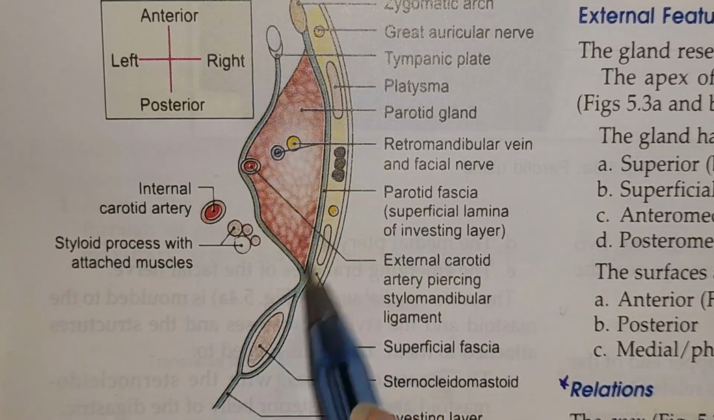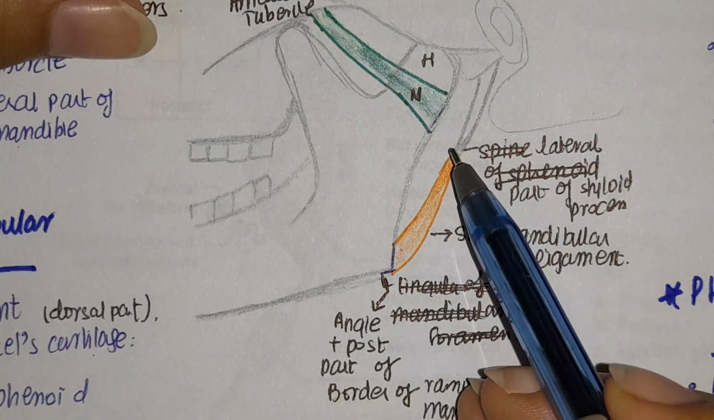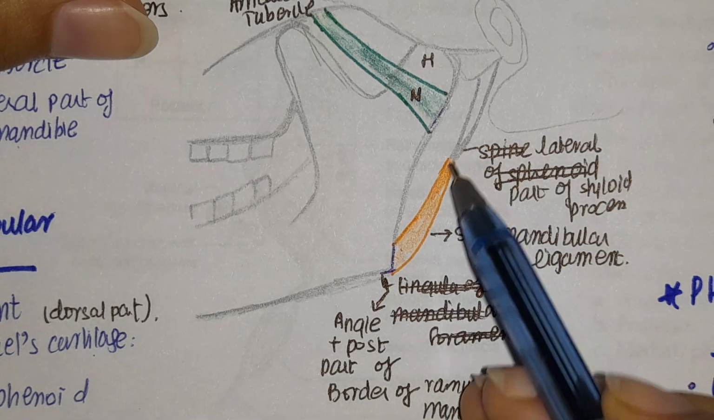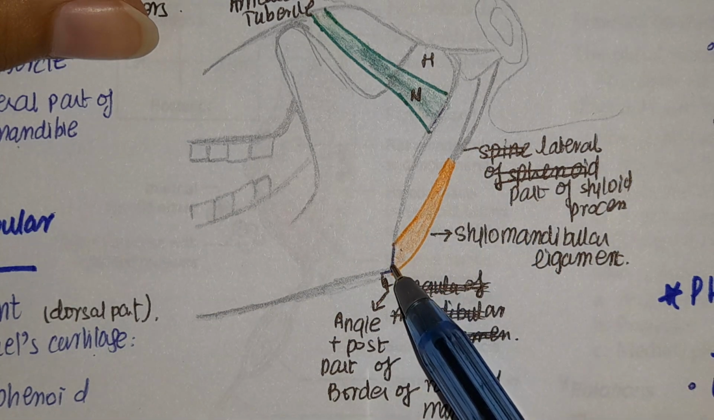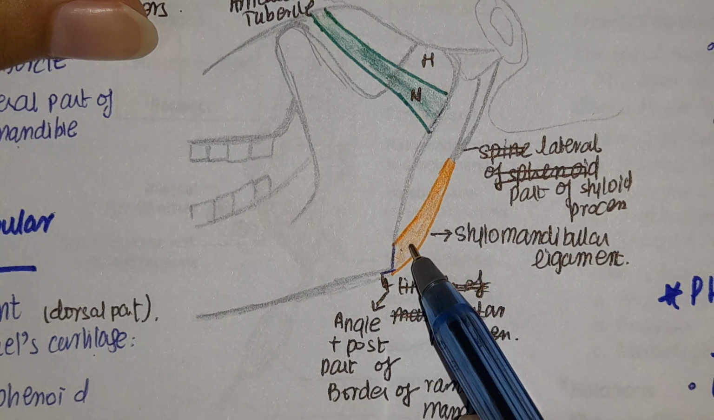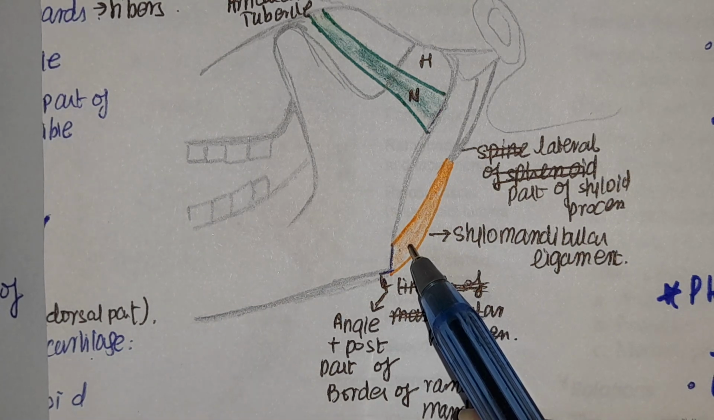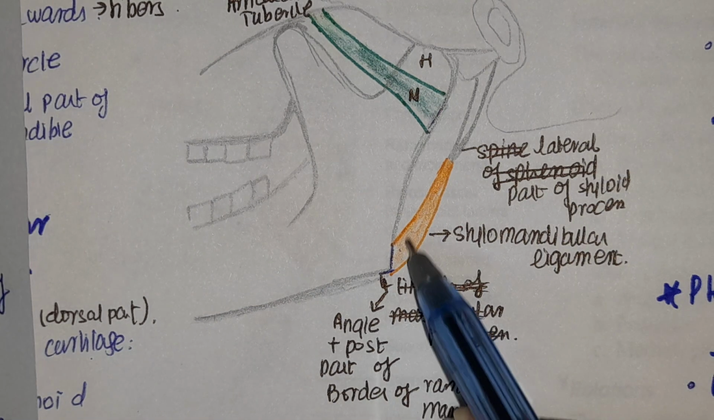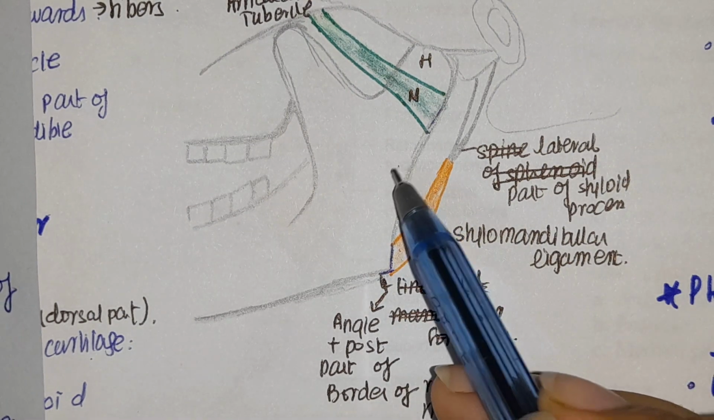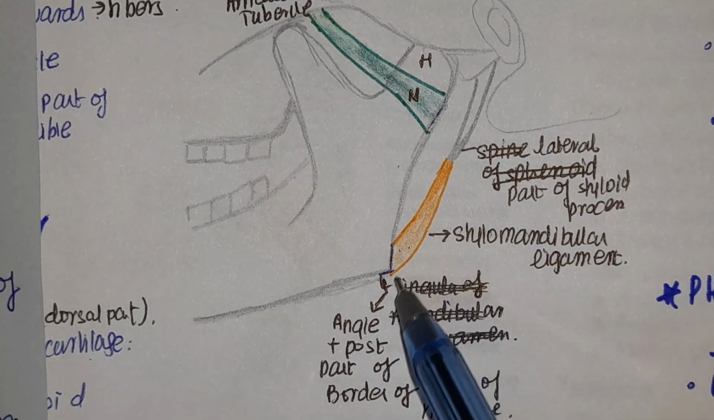Now we also have a stylomandibular ligament. This ligament that you can clearly see over here is superiorly attached to part of the styloid process, and inferiorly attached to the posterior surface of the ramus and the angle of the mandible. This is known as the stylomandibular ligament. It separates the parotid gland from the submandibular salivary gland. So the parotid gland is over here and the submandibular gland is over here.